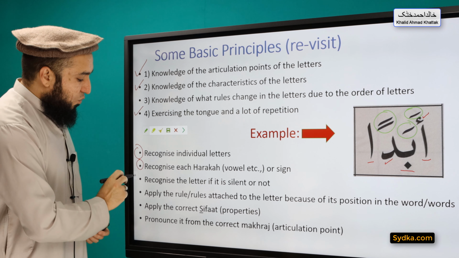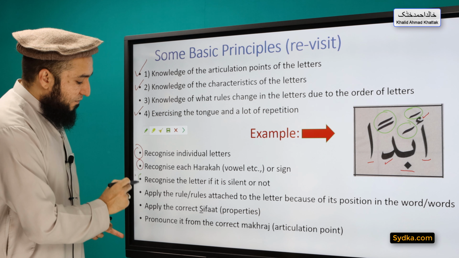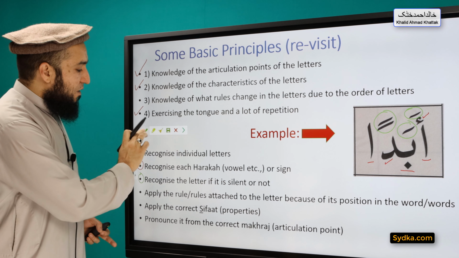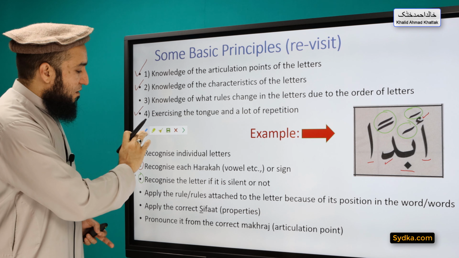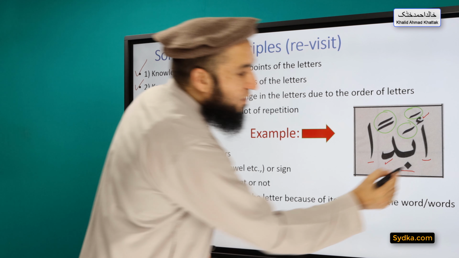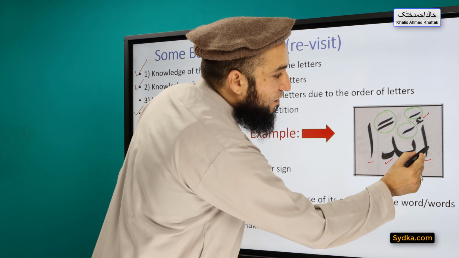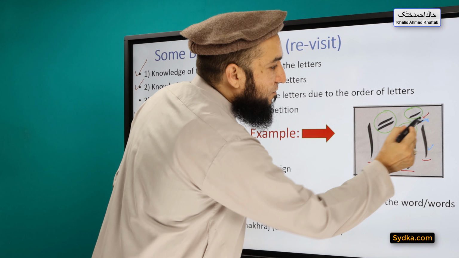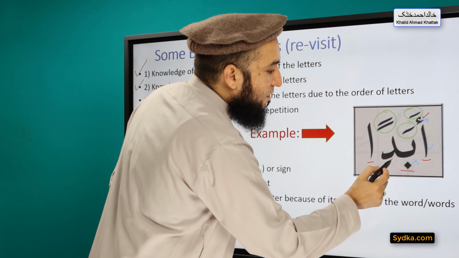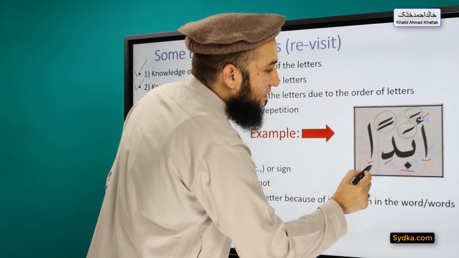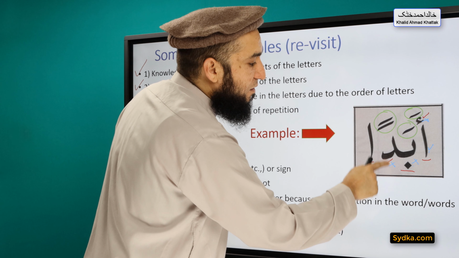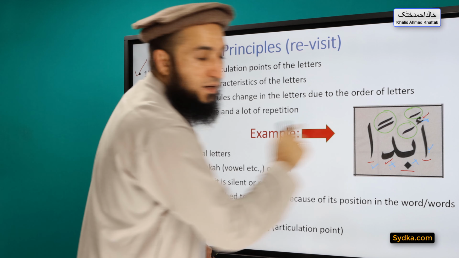And the next one is we have to recognize which letters are silent and which aren't. So if we see here, alif is silent, hamza is not silent, ba is not silent, dal is not silent, and alif is silent. So we recognize those ones.